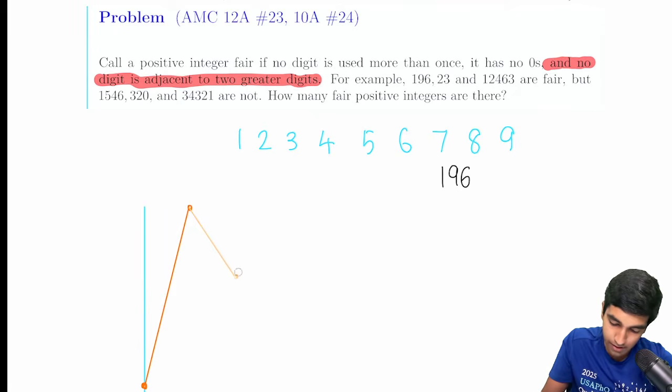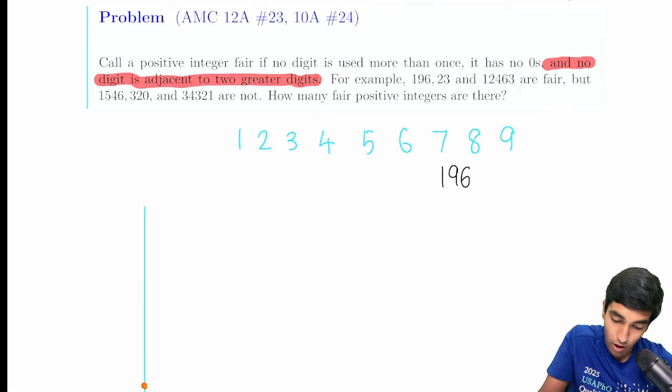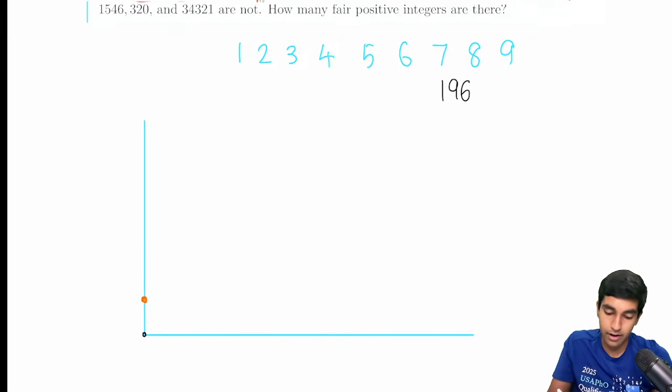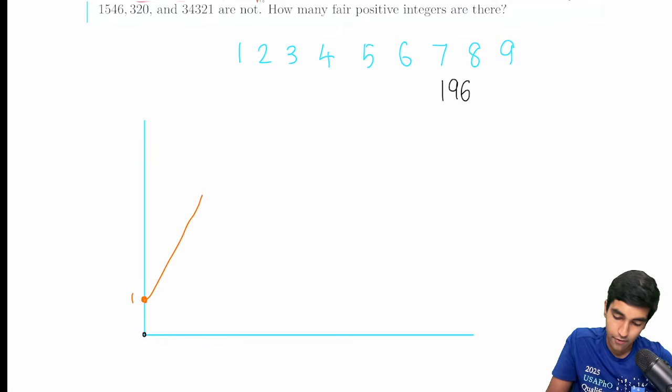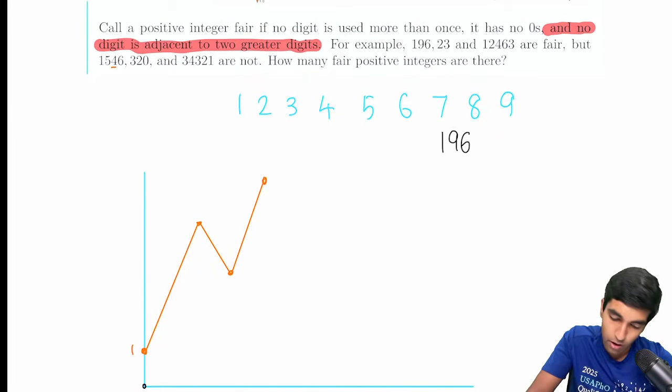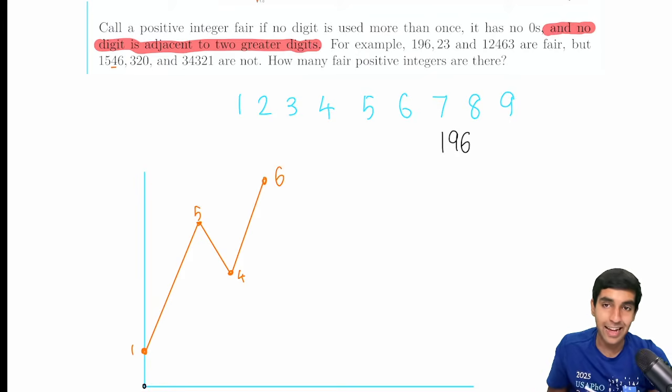Let's analyze one of the examples we're given that is not fair: 1546. Let's see what's going on in this picture that makes it not fair. So 1, and then 5 is somewhere up there. Then we go down to 4, and then up to 6. So 1546 is not fair. Why? Well, 4 is a digit adjacent to two greater digits. This 4 over here is adjacent to 5 and to 6.